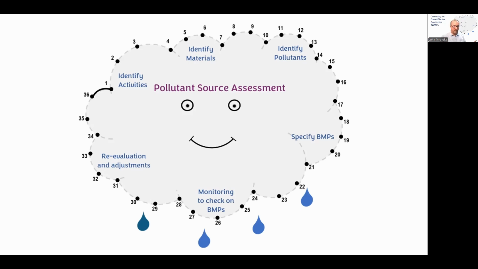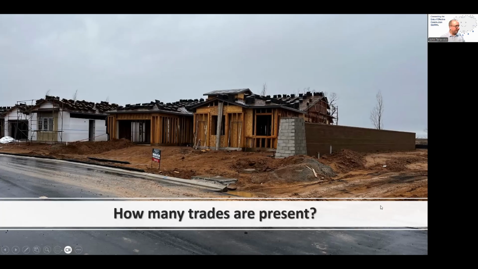Now the permit here in California, and most of you are from California, calls it the pollutant source assessment. And so here's what goes into it. We first identify activities.